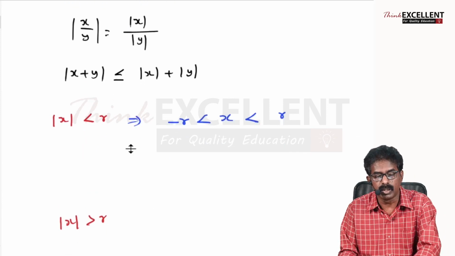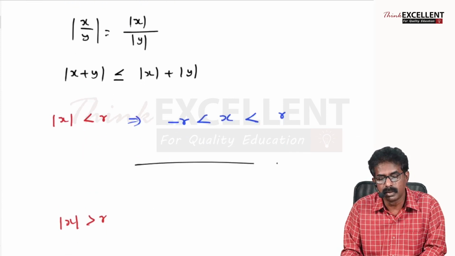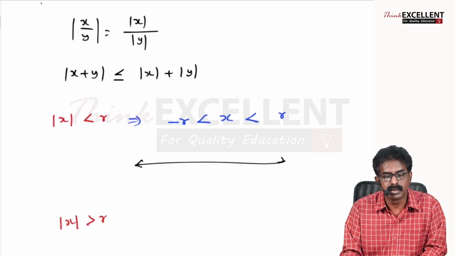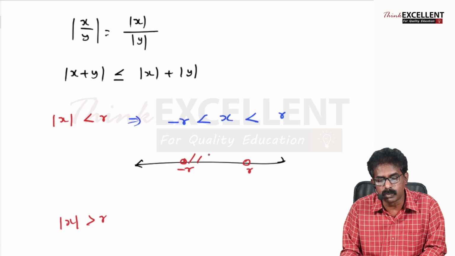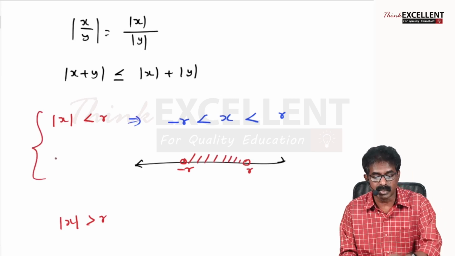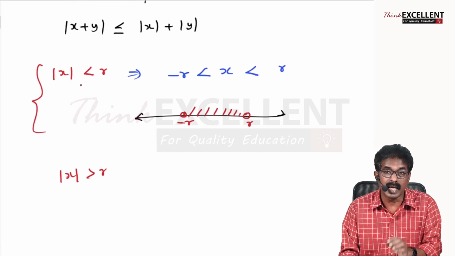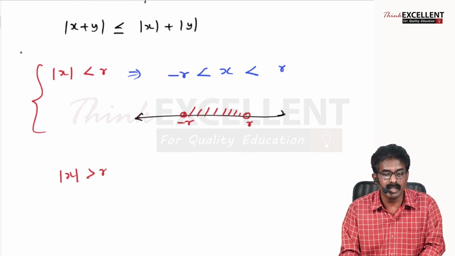So you can denote like this in the number line. Say minus r is here, plus r is here. Between, so only this portion will come. Okay, so this is very important. Modulus x less than r, the meaning is x lies between minus r and plus r.